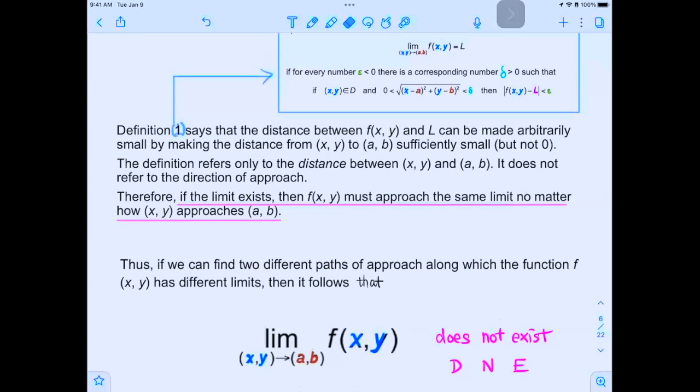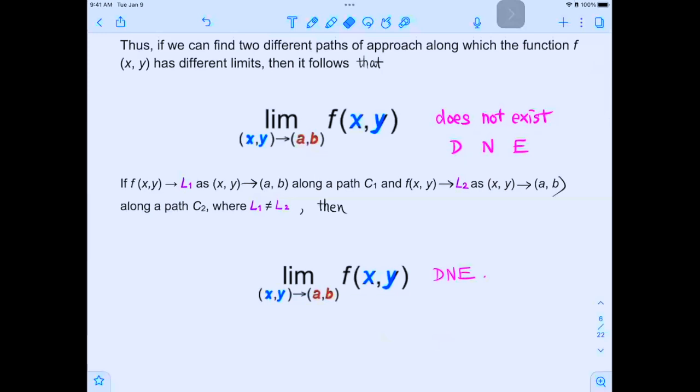Here's the important part. If the limit exists, then f of (x, y) must approach the same limit, no matter how (x, y) approaches (a, b). Think about the fish: no matter how you swim toward (a, b), as long as you are along the surface, eventually you should end up very close to that point, arbitrarily close to the same point.